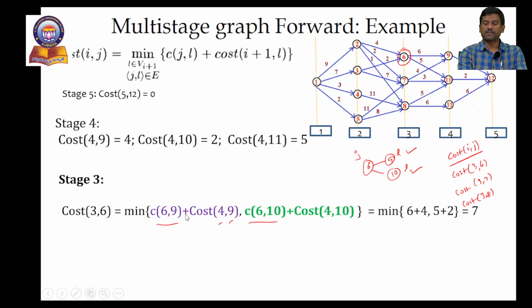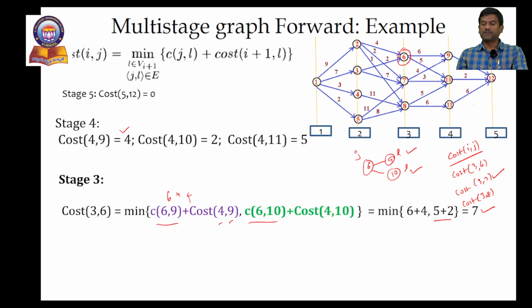Here c of 6 to 9 is equal to 6 plus cost of 4 comma 9. Already we have calculated cost of 4 comma 9, that will be equal to 4. In the similar fashion, c of 6 comma 10 is equal to 5, cost of 4 comma 10 will be equal to 2, and the minimum between 6 plus 4 and 5 plus 2 will be equal to 7. In the next step, you need to calculate cost of 3 comma 7.